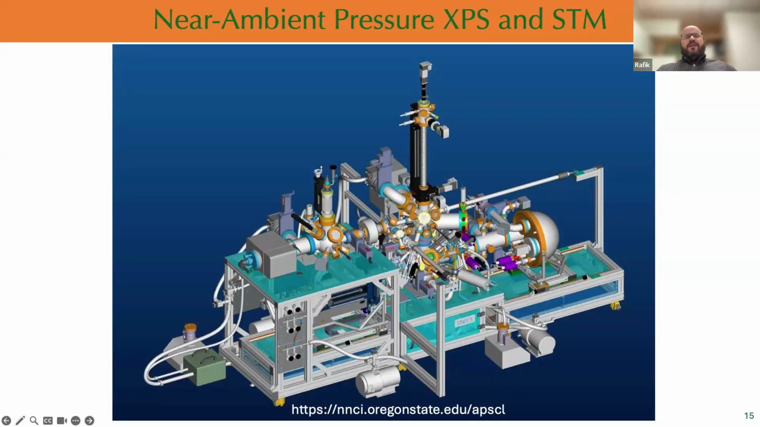At Oregon State University, in the chemical engineering department, they were doing a lot of catalysis. So this one is near ambient pressure XPS and near ambient pressure STM. You can run the STM in this up to 100 torr, and in XPS here you can go up to 10 to minus 3 millibar.